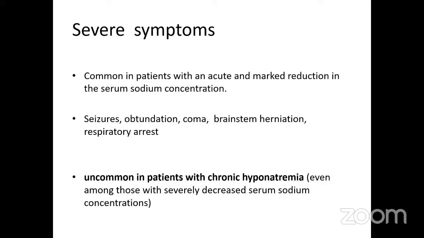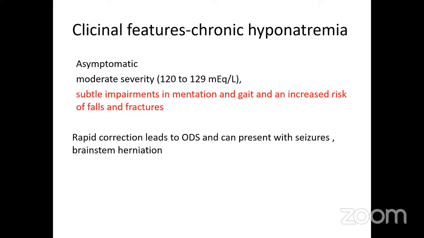What are the severe symptoms? An acute and marked reduction in serum concentration can result in symptoms like seizures, obtundation, coma, brainstem herniation, and respiratory arrest. It is not very common with chronic hyponatremia because, as we saw earlier, the brain cells get adapted. They send out some osmolytes like sodium through the sodium potassium ATPase system and also through organic osmolytes. So the symptoms are not much in chronic hyponatremia.